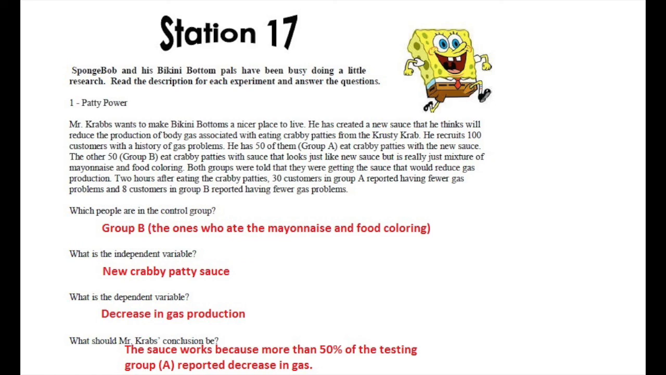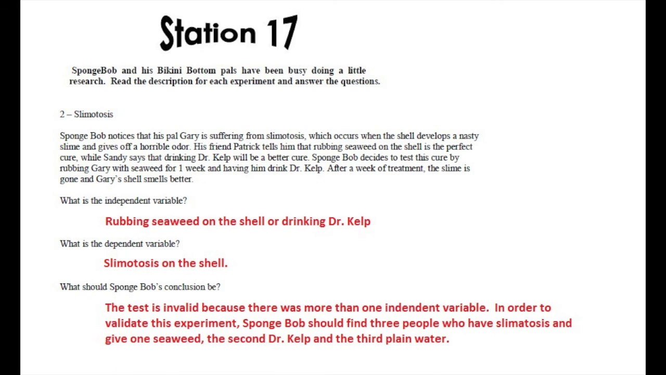So then you got SpongeBob. Group B was the one that ate the mayonnaise and the food coloring. This is called a placebo. Whenever you give somebody something that looks like the test, but it's not the test, you're giving them a placebo. You're giving them something to try to fool them into thinking they're part of the testing group. The independent variable is the new Krabby Patty sauce. It's supposed to give you a decrease in gas production, and in this case, the sauce does work because more than half of the testing group reported a decrease in gas.